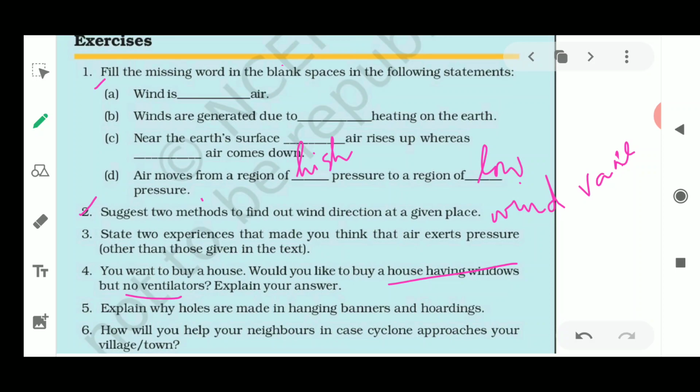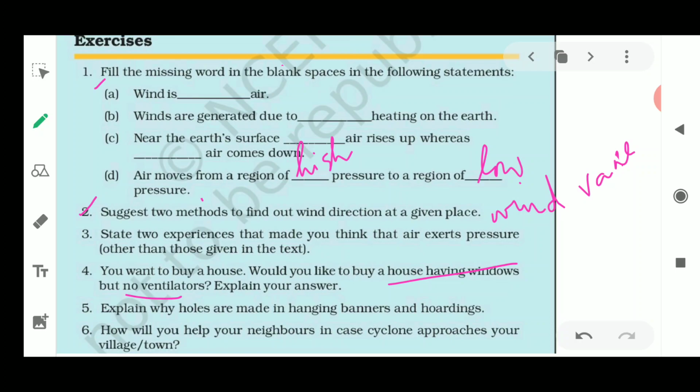Okay, next is the fifth question. Explain why holes are made in the hanging banners and hoardings. Now this is again a very easy question, that why the hoardings are having holes in them. I think you all have seen such a hoarding, posters which are placed in the streets, on the poles of the streets, and if it is a large poster, then we have seen that there are holes made in between them. So why are these holes made on hanging banners and hoardings?